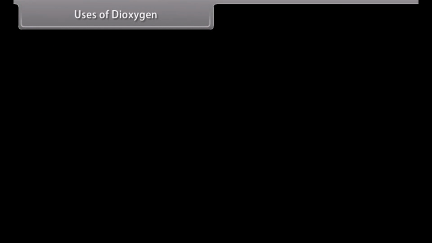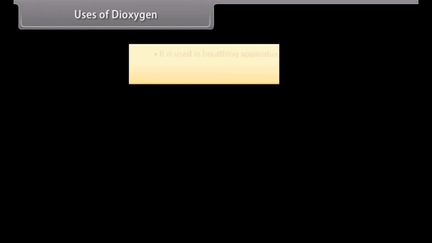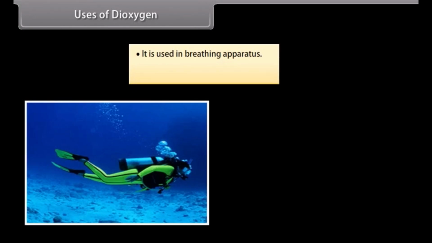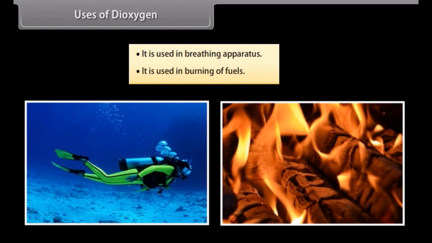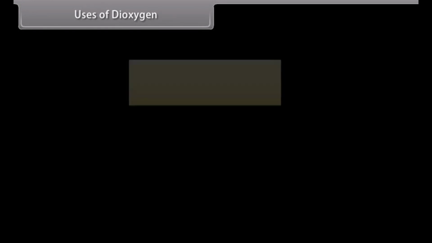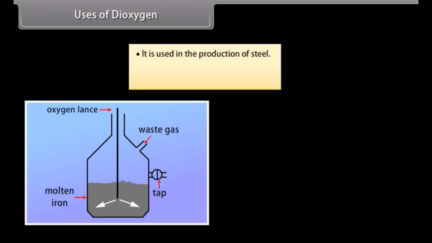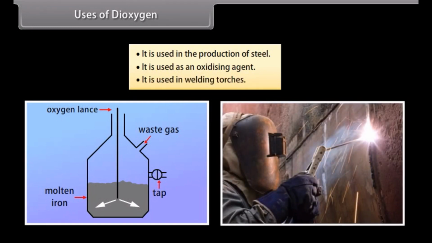Uses of dioxygen. It is used in breathing apparatus. Oxygen cylinders are widely used in hospitals, high-altitude flying and in mountaineering. It is used in burning of fuels. It is used in production of steel. It is used as an oxidizing agent. It is used in welding torches.